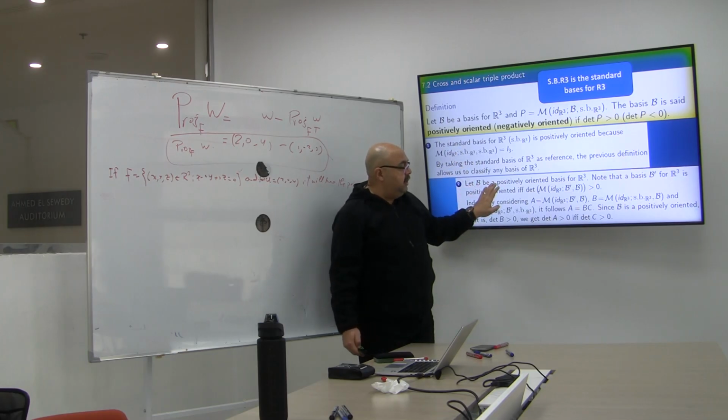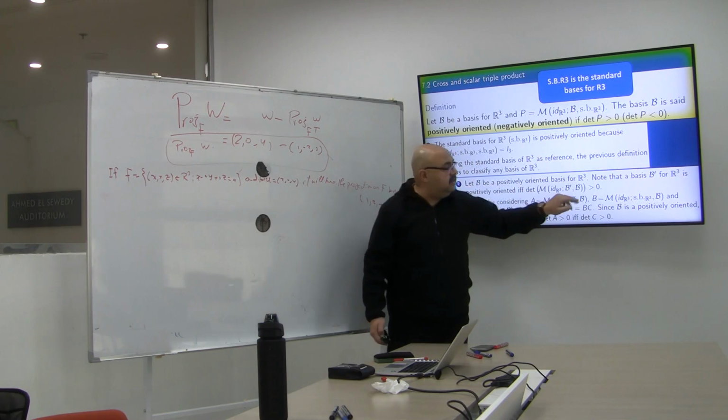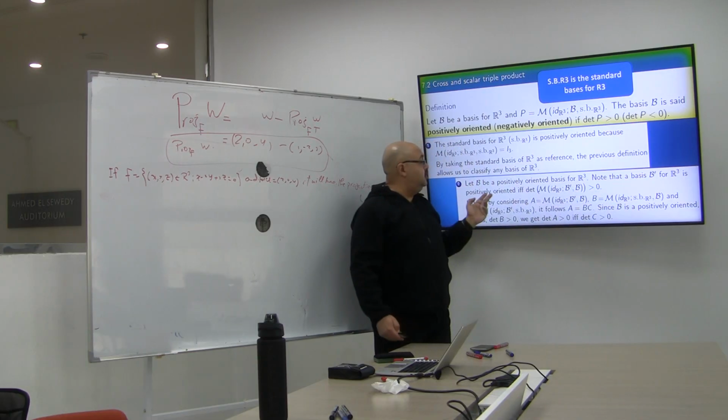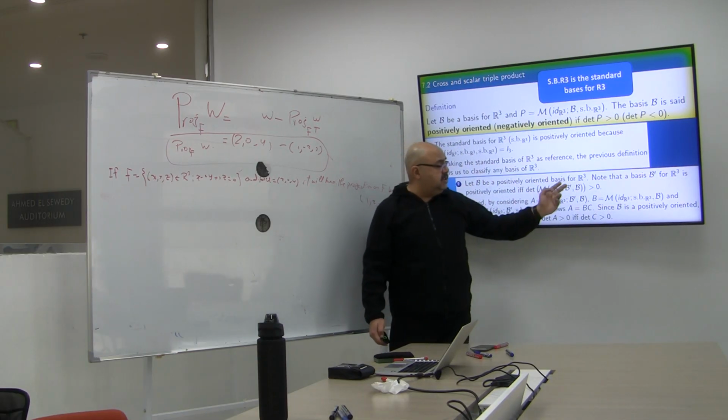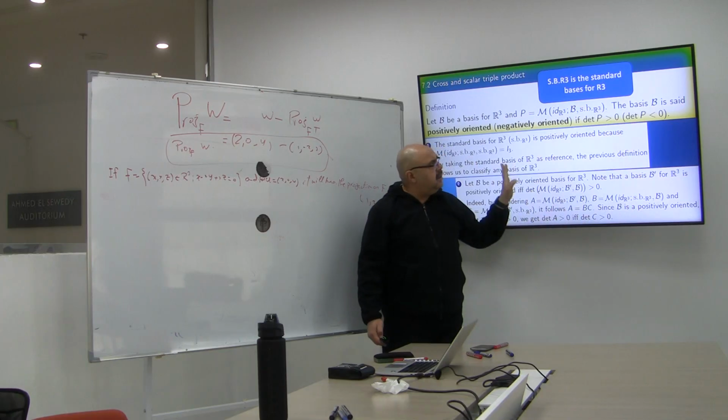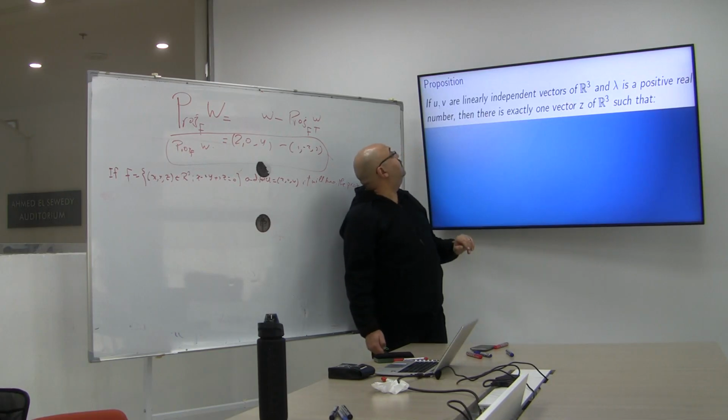So it's already positively oriented, as I told you. Let B be a positively oriented basis for R3. Note that B dash for R3 is also positively oriented if the determinant is greater than 0, and it's exactly like the definition, so there is no more information added in this part.